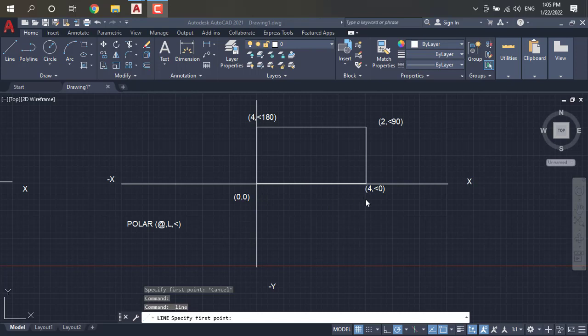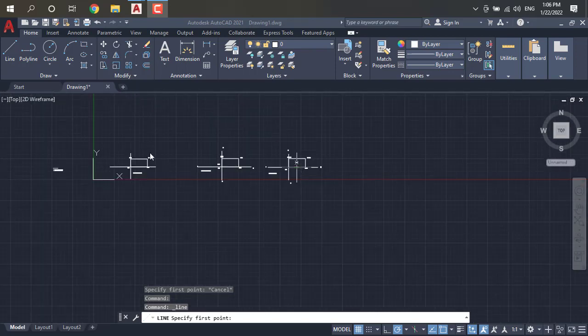Here we have to move 4 units, and here also we have to move 4 units. This is in positive direction, this is in negative direction. That's why we have to mention here as 0 degrees, here as 180 degrees. So here we have to mention angles in polar.